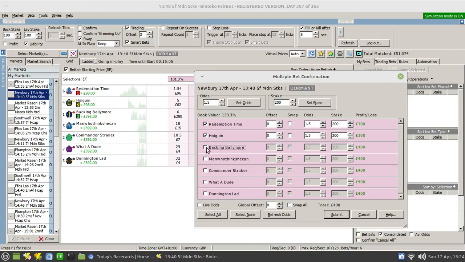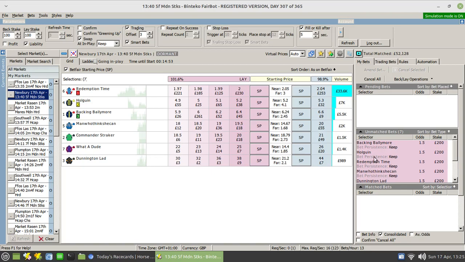Okay? So what you need to do is select all of the runners and submit those, and they're configured to keep by making sure that the keep option is switched on here. Put them to keep if you're placing this Dutch before the off, because these bets have to be taken into in-running for them to have a chance of being matched. You can of course wait for the race to start and then manually submit them after the race has started, and that's fine.